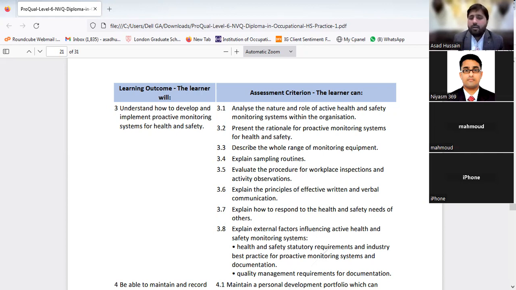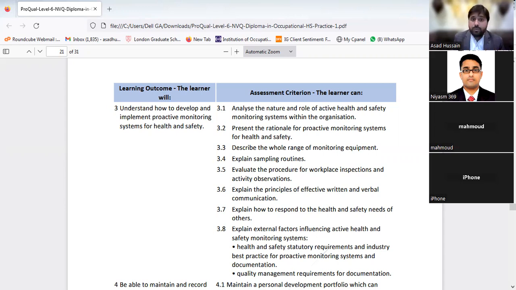Then we have what benefits can it bring to the organization, and what are your thoughts about this: if you are performing proactive monitoring, what will be the benefits for your system? What will be the benefits for your organization? So you have to explain that.